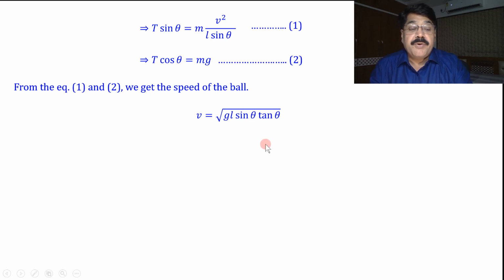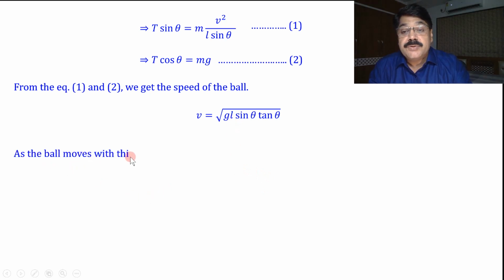And for the period, what do we do? We know the particle is moving on a circular path with constant speed. So for the period, we can calculate the circumference. We know the radius is L sin theta. So what will be the circumference? 2 pi L sin theta, divided by this speed.